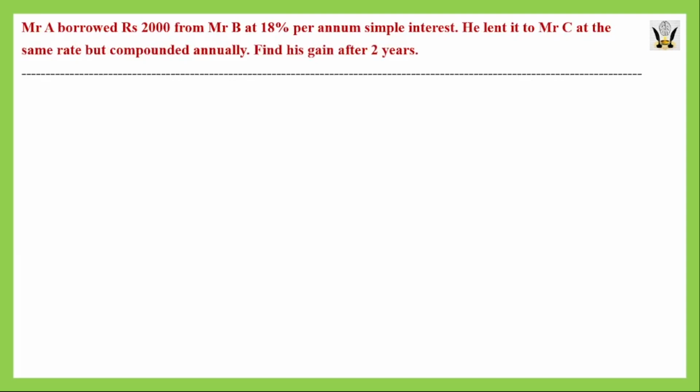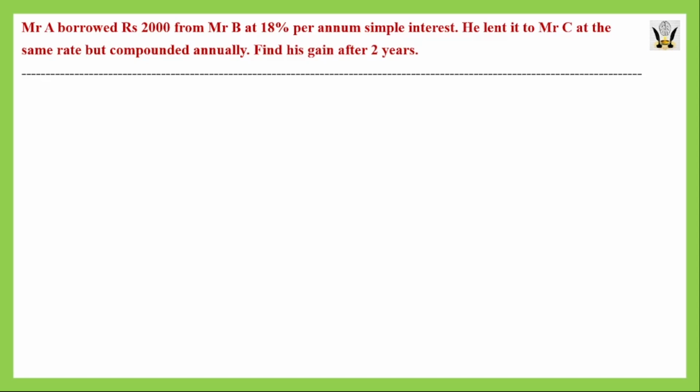B at 18% per annum simple interest. He lent that amount which he has borrowed from Mr. B. Now Mr. A lent that to Mr. C at the same rate but compounded annually. Find his gain after 2 years.